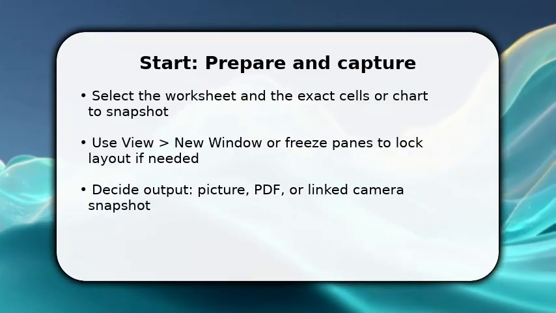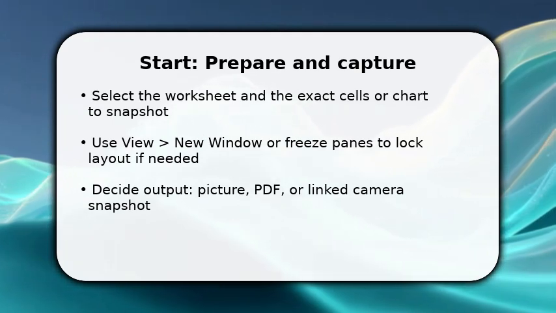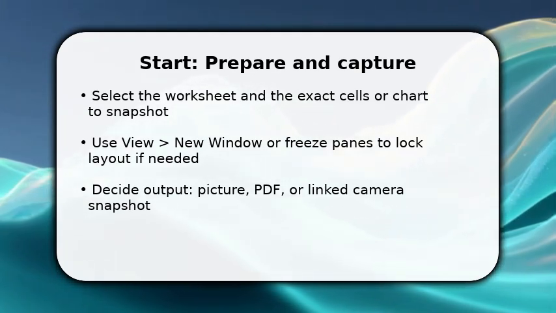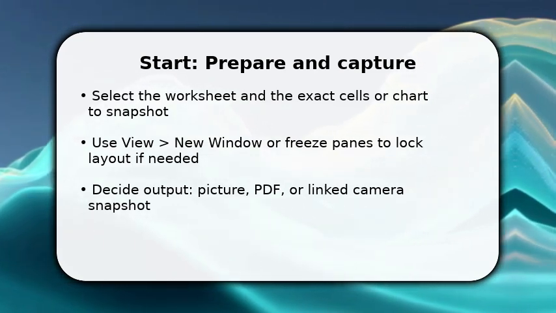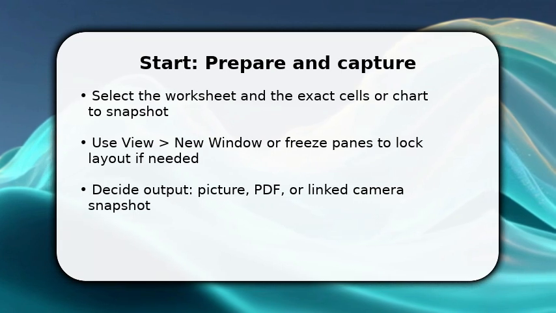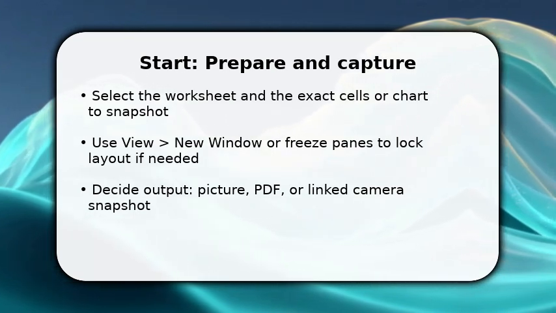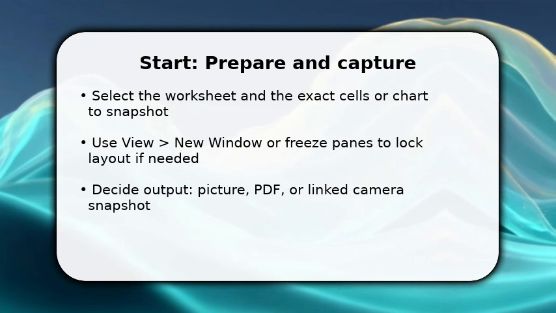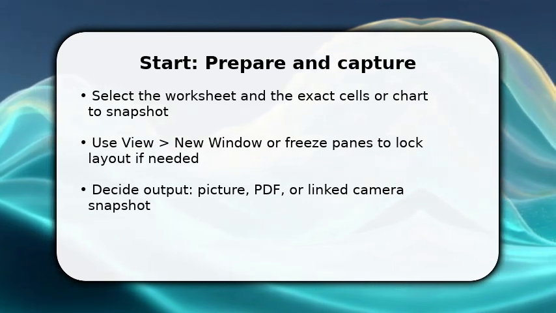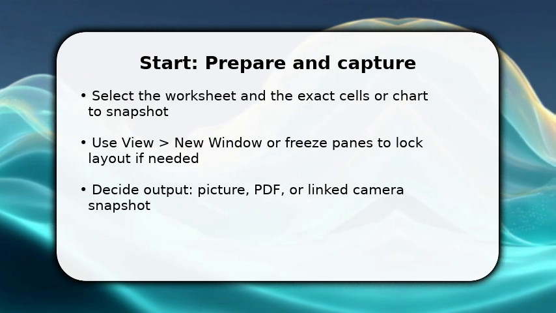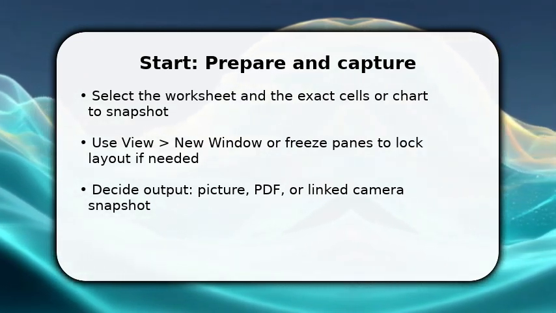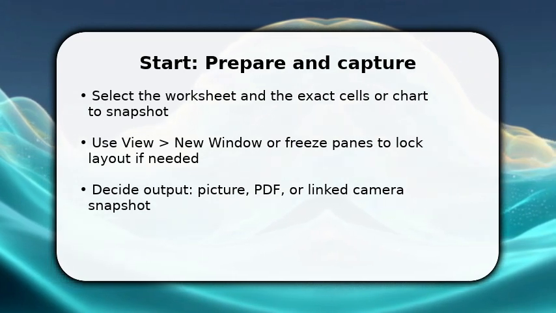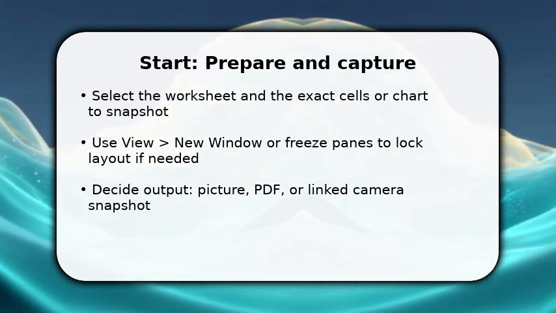You begin by selecting the exact range, chart, or area you want a snapshot of. Precision matters because the snapshot captures formatting and cell references. Once selected, consider whether you need a static image or a live linked camera snapshot. Static image is fastest. Make sure to freeze panes or open a new window when layout stability matters, and choose Insert Camera or Copy as Picture for immediate capture. These steps set up a clean, reproducible snapshot.